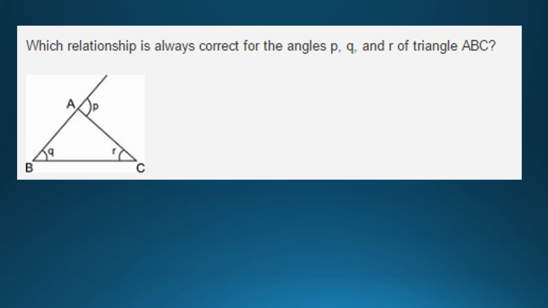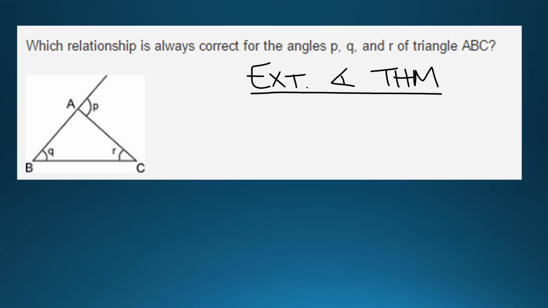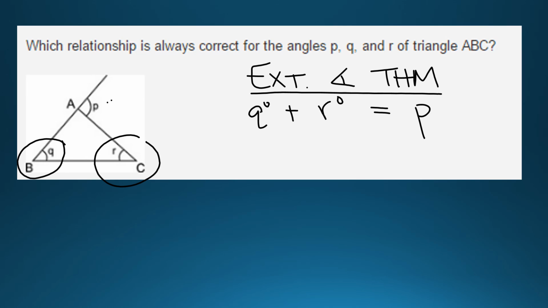All right, this question says, which relationship is always correct for the angles P, Q, and R of a triangle? So what this question is really making sure you know is something called the exterior angle theorem. And what that says is that your two remote angles, which means your angles away from this one, always equal your last. Let me write this out so you can see, because I probably just confused you. Angle B, which is Q here, so Q degrees plus R degrees is equal to P degrees.